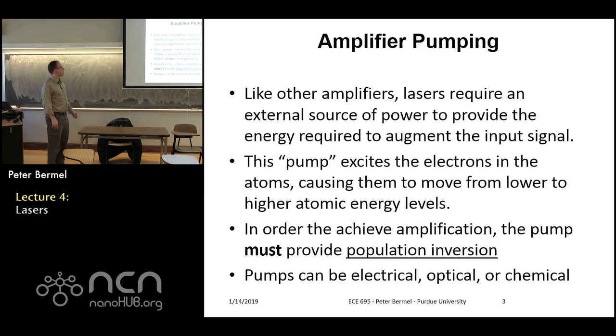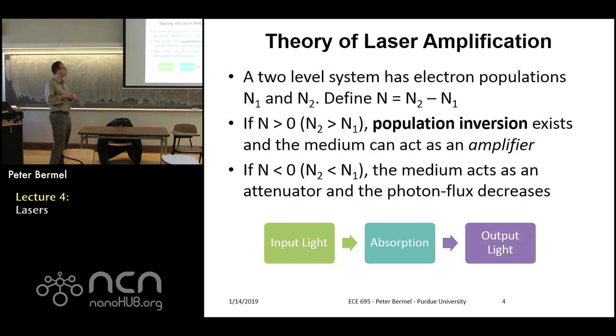Basically the way that we can look at it is we need to be able to augment the input signal using this external power source. And the pump has to be strong enough so that even when the laser is operating, it provides population inversion. So that's really the key takeaway. If we look at what population inversion is, very simply, if we define a two-level system, this may be a simplification of reality.